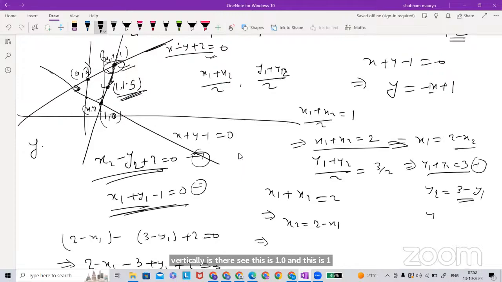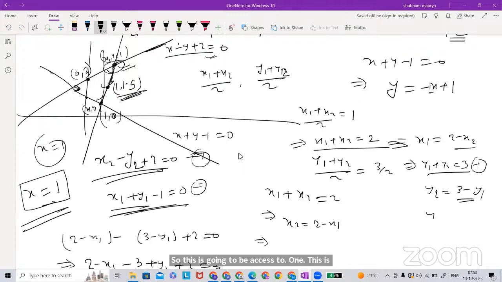So what is going to be the equation of the line? No, this y is varying, so x is fixed. This line is parallel to the y axis. Sorry, this line is parallel to the x axis. So this is going to be x is equal to 1.